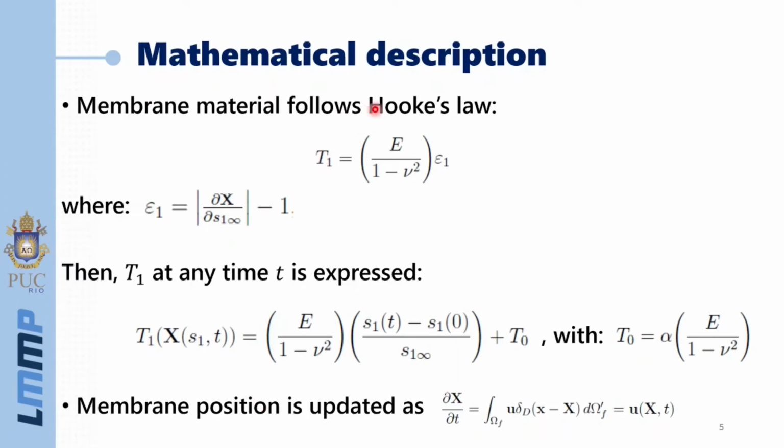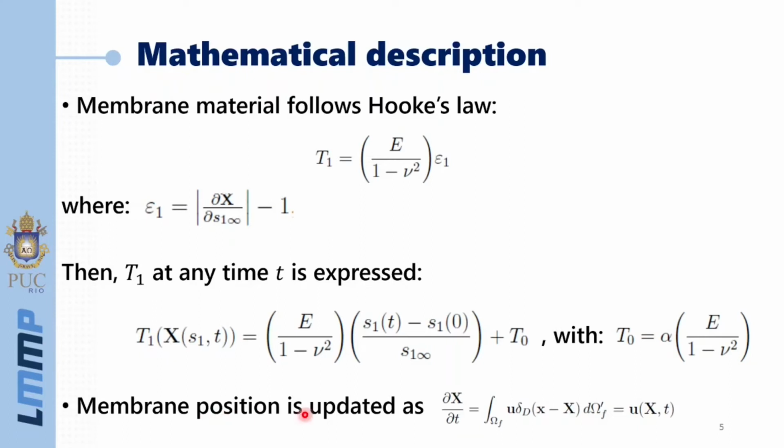We consider that the membrane material follows Hooke's law, with E as the constant of elasticity of the material and nu as the Poisson ratio, while epsilon 1 is a strain which depends on the arc length of a given membrane segment at any time t, and the arc length of the membrane segment at a stress-free condition. Therefore, T1 is expressed as follows, with T0 defining a pre-stress condition which depends on the pre-inflation parameter alpha. Thus, alpha equal to 0 means that the capsule is completely relaxed at the initial time. Alpha greater than 0 means that the capsule is pre-stressed before flowing.